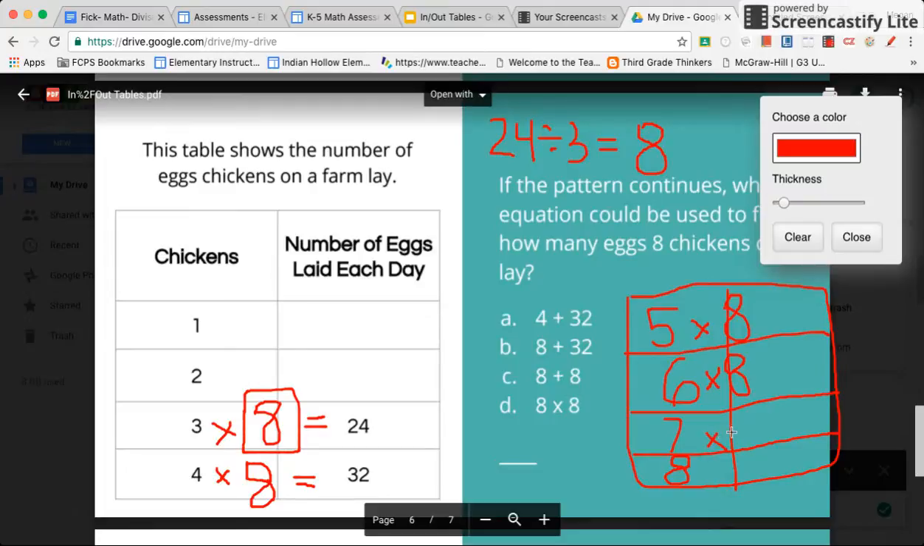And so when it comes time for the equation then, as the question asks, it says if the pattern continues, what equation could be used to find how many eggs 8 chickens will lay? Well, this is the column with the chickens. Here's my 8 chickens. 8 times 8 is going to give me my missing number. So that would mean D is my final answer because it matches the equation that I wrote over here to find my answer.